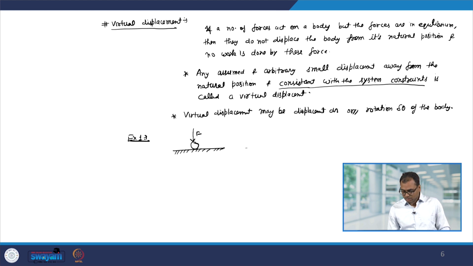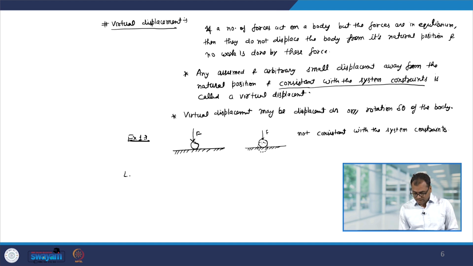But suppose you say, well, a small displacement I am going to assume like this. Under the action of this force, I am going to assume that this is the displacement. Note that this is not a virtual displacement, and the reason is it is not consistent with the constraint that we imposed. So, it is not consistent with the system constraints. Therefore, this is not the virtual displacement. Now, let us look at the second example.